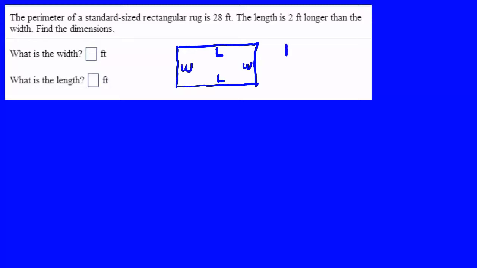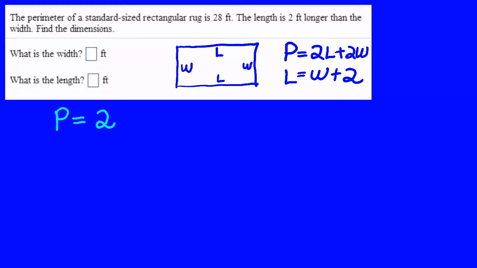So I draw a rectangle, I label the length and the width, and I write the basic formula for perimeter, which is 2L plus 2W. Now we're told that the length is of course longer than the width, and in fact the length is 2 feet longer than the width. With this knowledge, we can solve this problem with substitution.